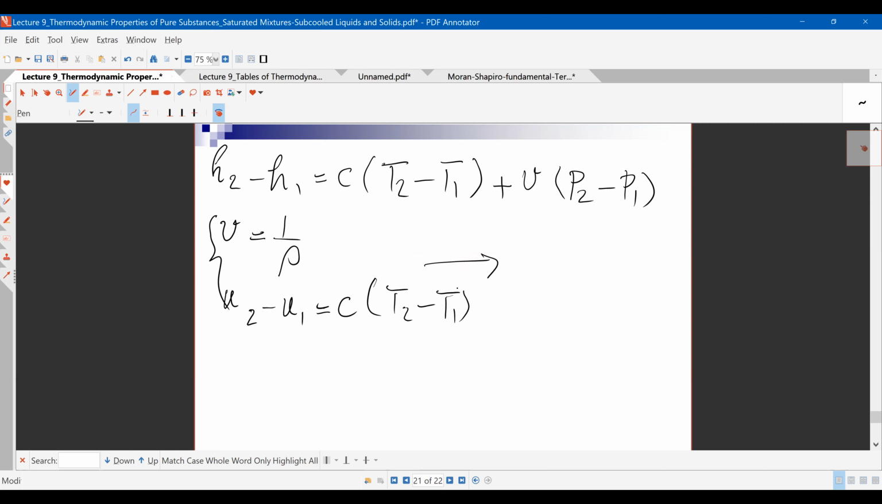So if I substitute them in this, let me label it as star. If I substitute these two in the star, I will have H2 minus H1 equals U2 minus U1 plus delta P divided by rho, the change in the pressure divided by rho. So here we go, and now I can go and plug in the values. Delta H, I just need to pay attention to the units.